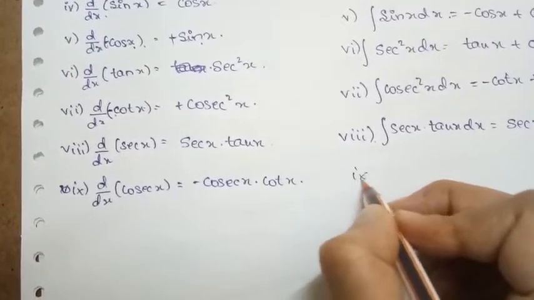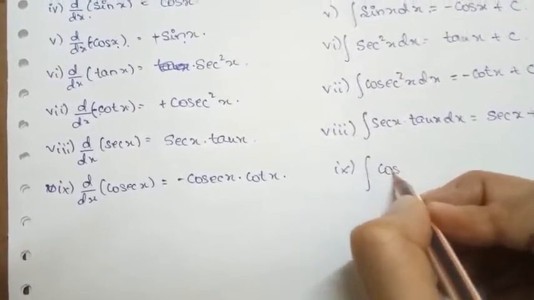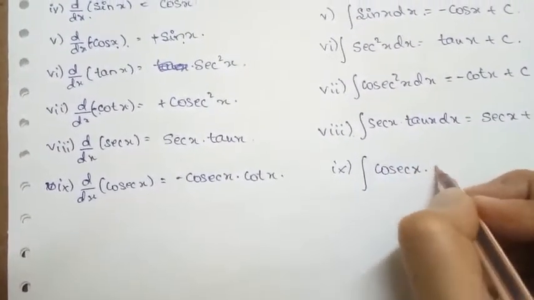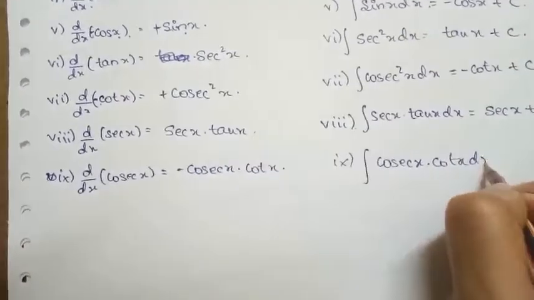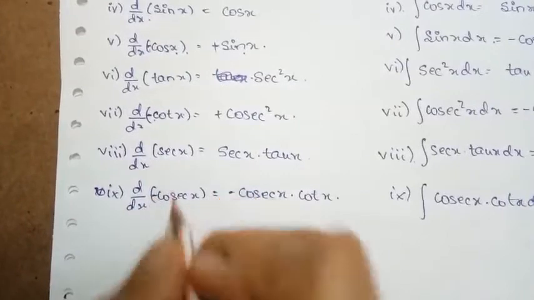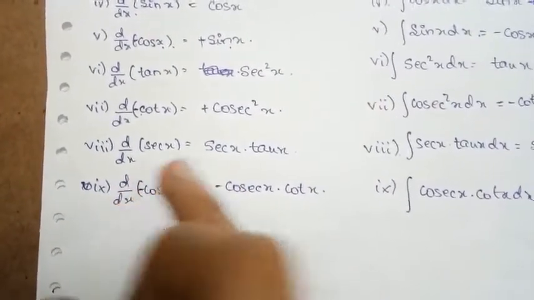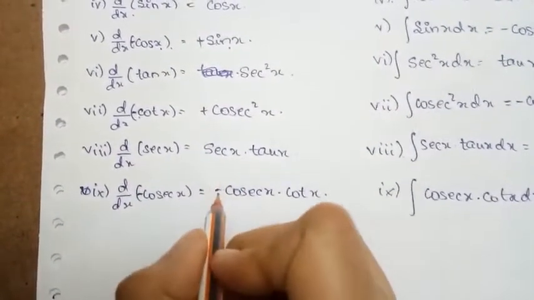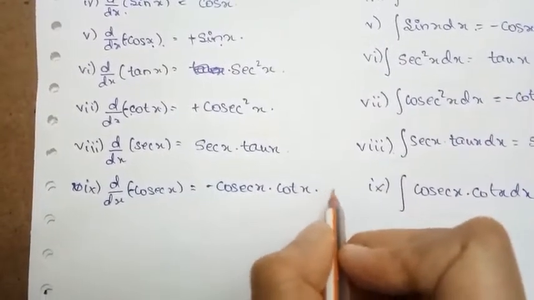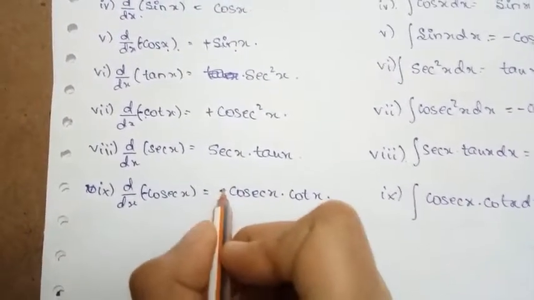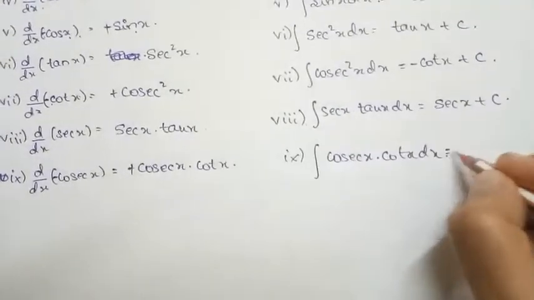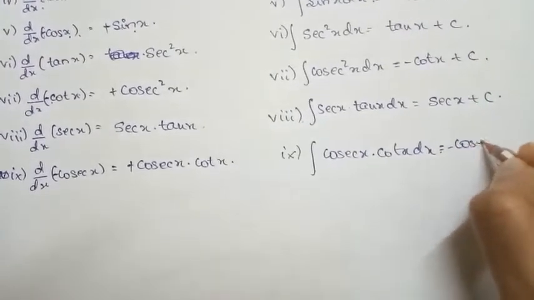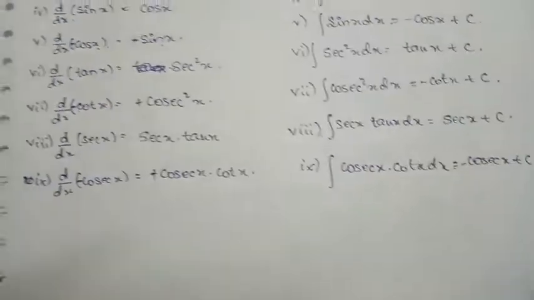Suppose I need the integration of cosecant x into cot x dx. I just multiply by minus here, so that the differentiation of minus cosecant x becomes minus cosecant x into cot x into minus 1, so that minus into minus gets plus. So this is equal to minus cosecant x plus c.